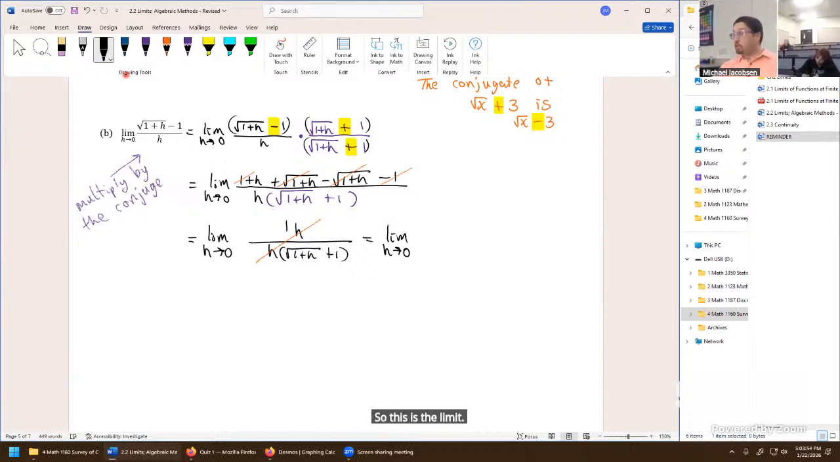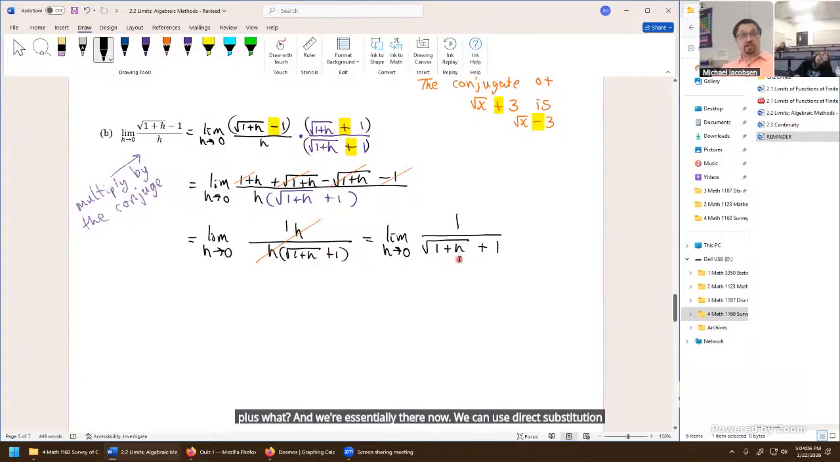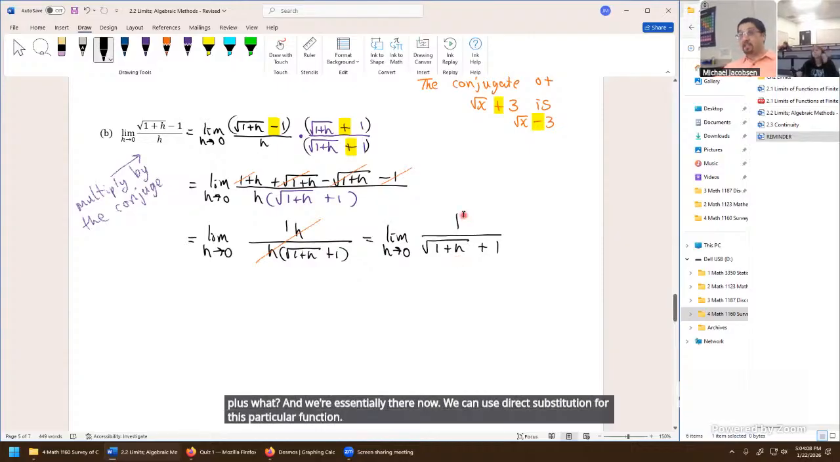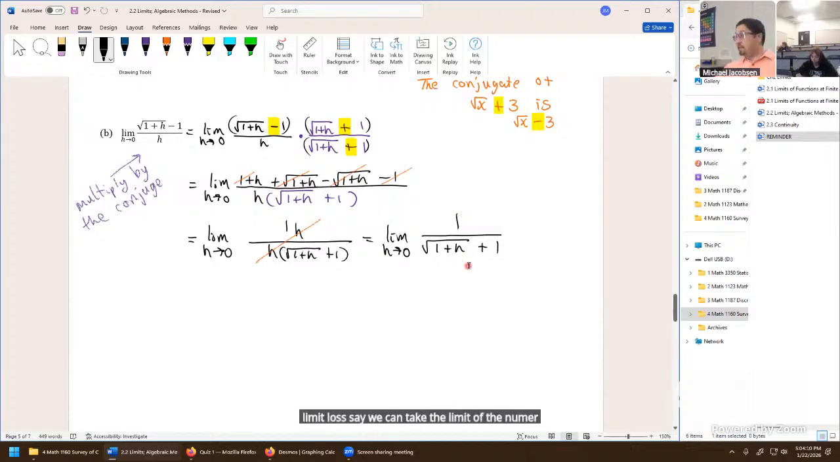As h gets closer and closer to 0 of 1 over root 1 plus h plus 1. And we're essentially there now. We can use direct substitution for this particular function. Limit laws say we can take the limit of the numerator versus the denominator.